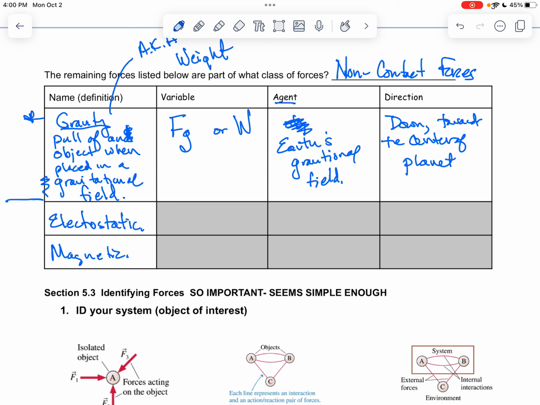Okay, big difference between these forces. These forces here will be pushes or pulls. But gravity is kind of different in that it only pulls. So it will only pull, and there's one big difference between those two.